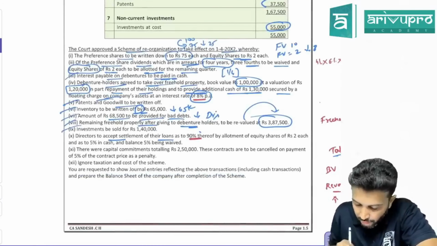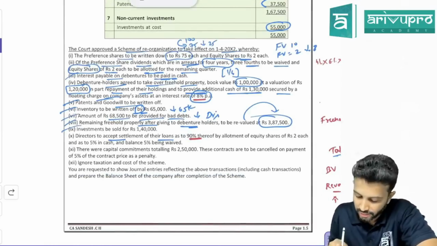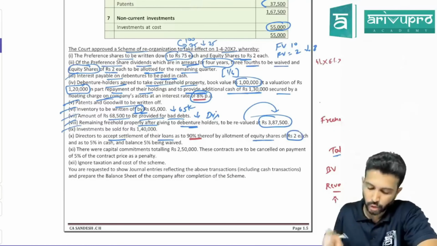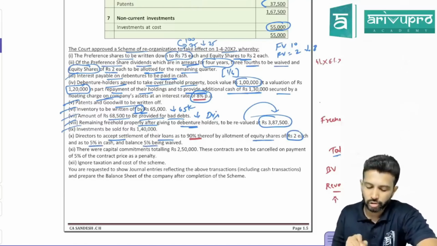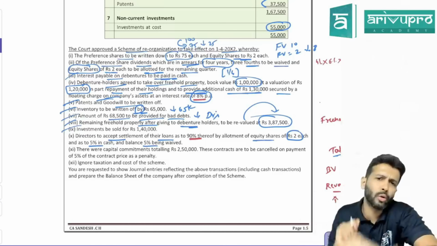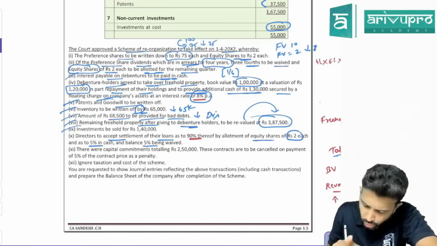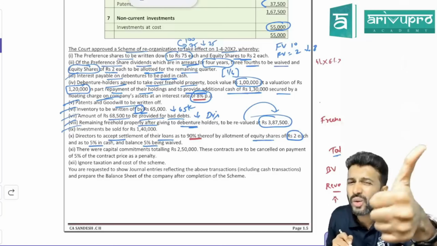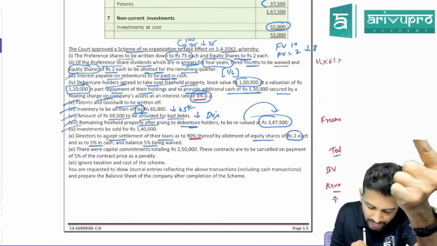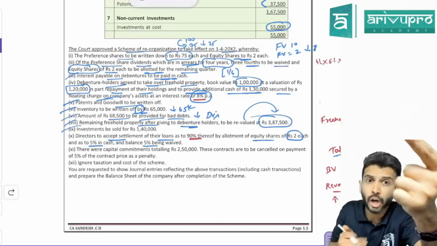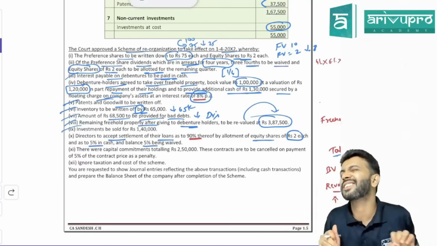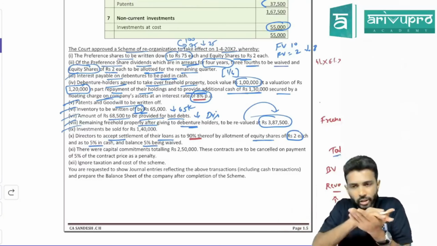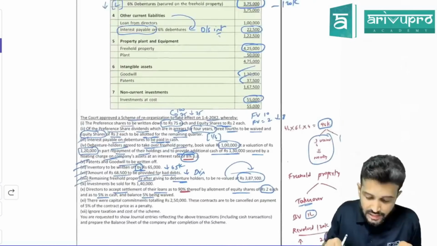Directors accept settlement of their loan to the extent of 90% by allotment of equity shares of 2, as to 5% in cash, balance 5% waived off. So that means 100% of the directors' loan is cancelled. To the extent of 90%, they want new equity shares. To the extent of 5%, they want cash. For another 5%, they will waive off, meaning they will sacrifice. That means 100% of the loan is cancelled or settled.